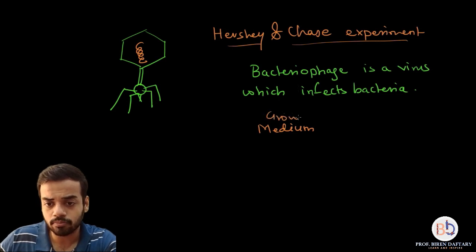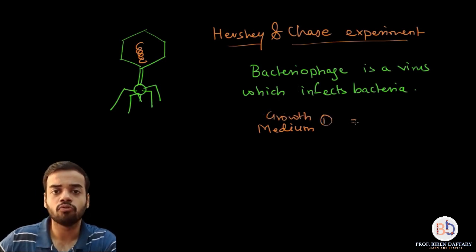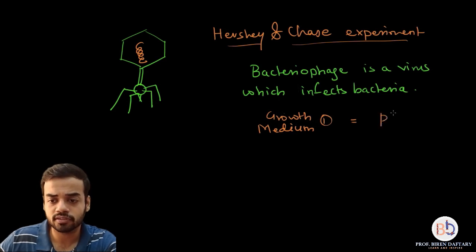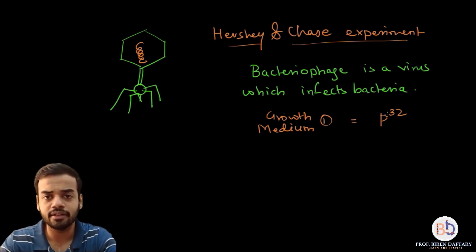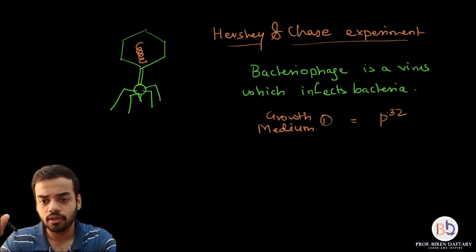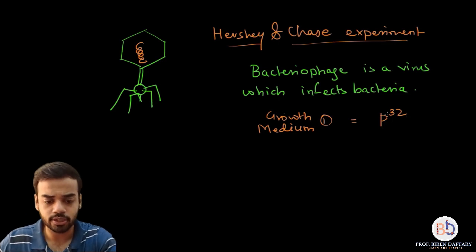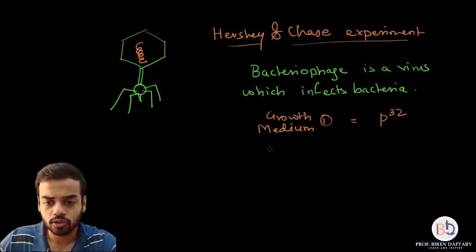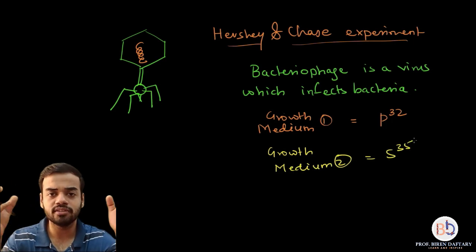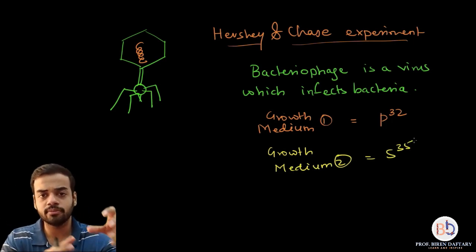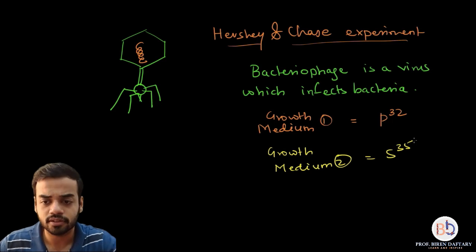Growth medium number 1 was made up of phosphorus 32. This is a slightly different isotope of phosphorus. The next growth medium, growth medium number 2, was sulfur 35. So these are the two isotopes which were used. One medium has phosphorus 32, the other had sulfur 35.